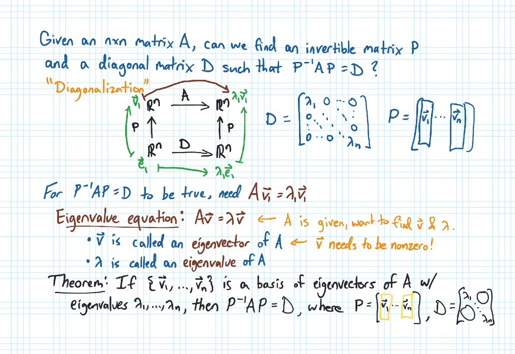If v1 to vn is a basis of eigenvectors of A, with corresponding eigenvalues lambda 1 to lambda n, then if you set P to be the matrix whose columns are the eigenvectors, and you set D to be the diagonal matrix where the diagonal entries are the eigenvalues, then that diagonalizes A. And the cool thing is that the analysis that we did at the top of the screen proves that this works automatically, so we don't even have to multiply P inverse times A times P. We don't even have to find P inverse, which can be a lot of work. We just automatically know that this will work.